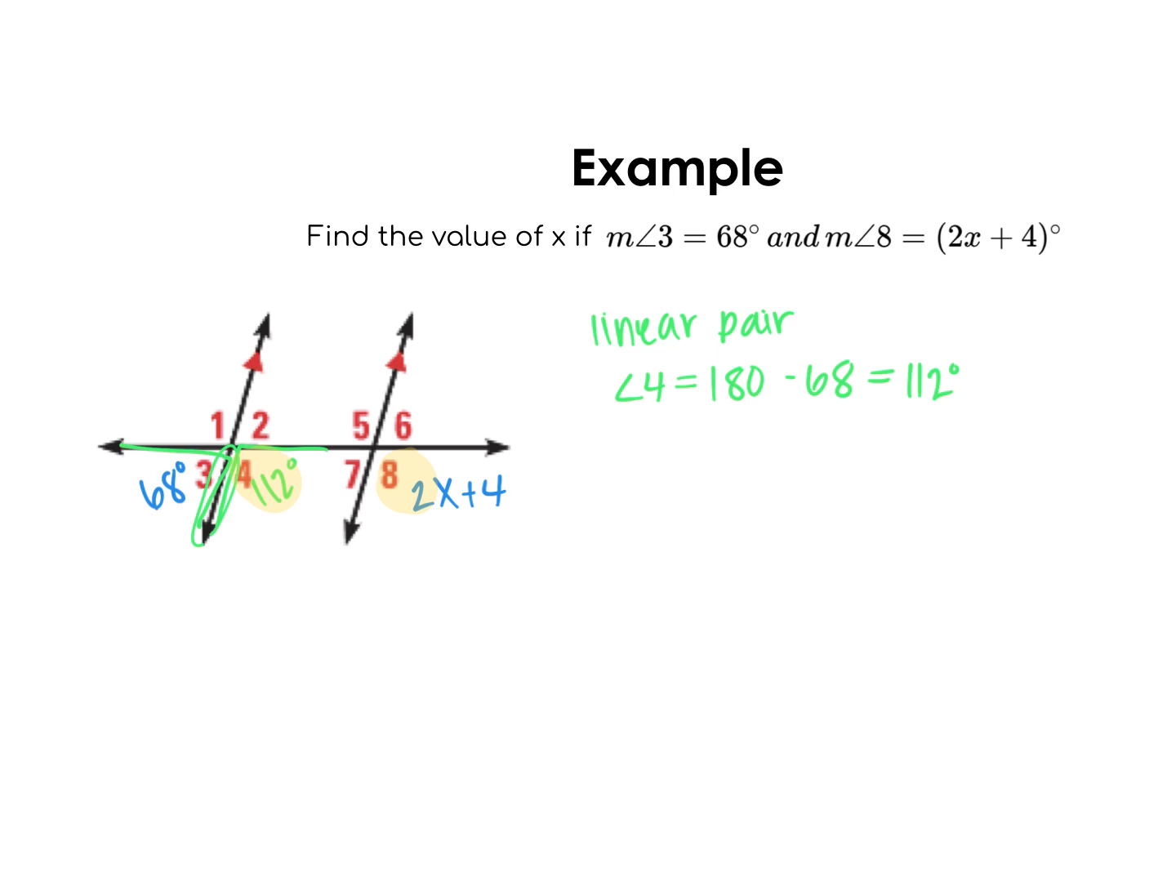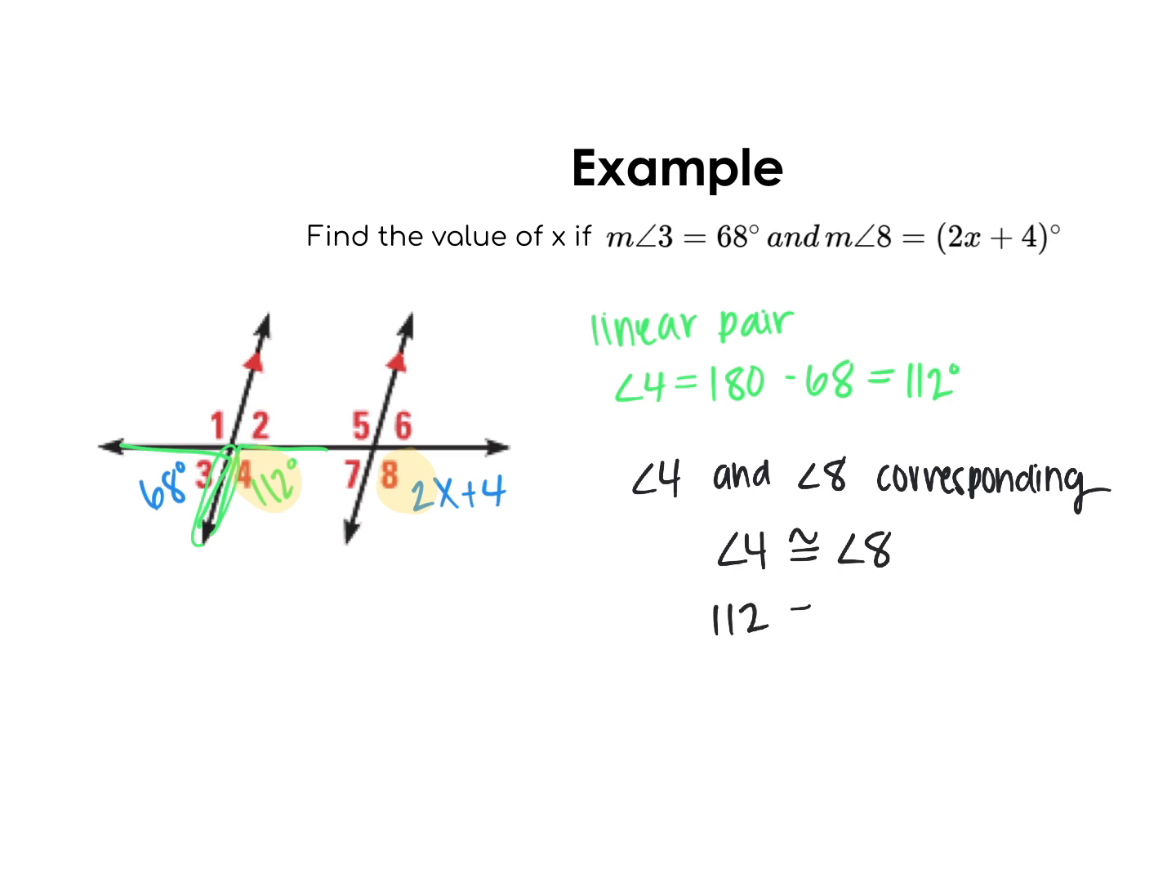And so what I can go ahead and do is say, well, oops, that's not my pen, one second. Angle 4, there we go, and angle 8 are corresponding, and we know that corresponding angles are congruent. So that tells us that angle 4 should be the same value as angle 8. And so what we can do is say 112 is equal to 2x plus 4. And then we can go ahead and do our algebra from here.